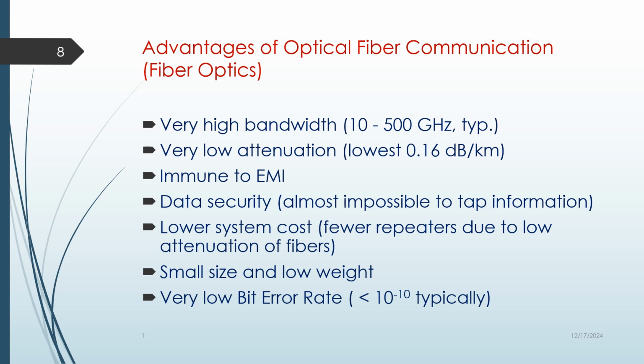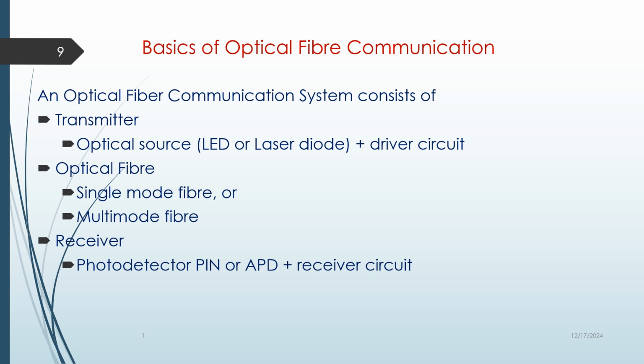Lower system cost, fewer repeaters due to low attenuation fiber, small size and low weight, and very low bit error rate, typically less than 10 power minus 10. This is the basics of optical fiber communication.